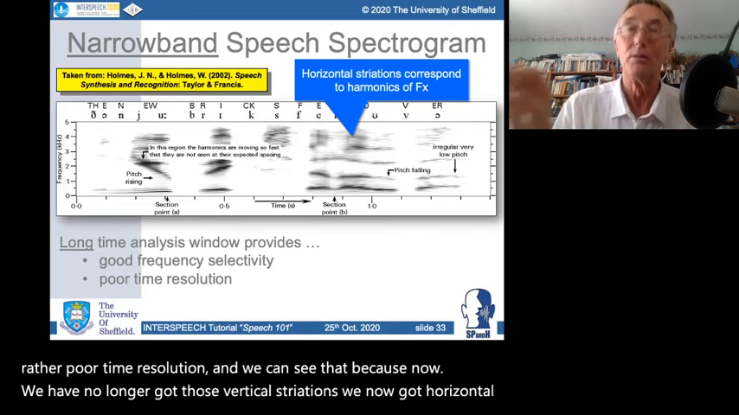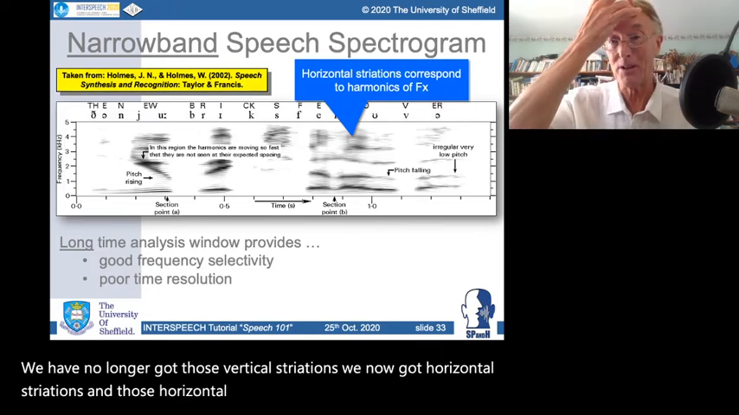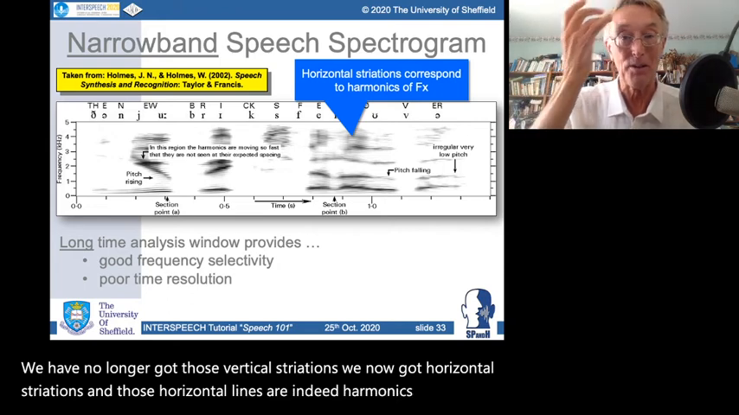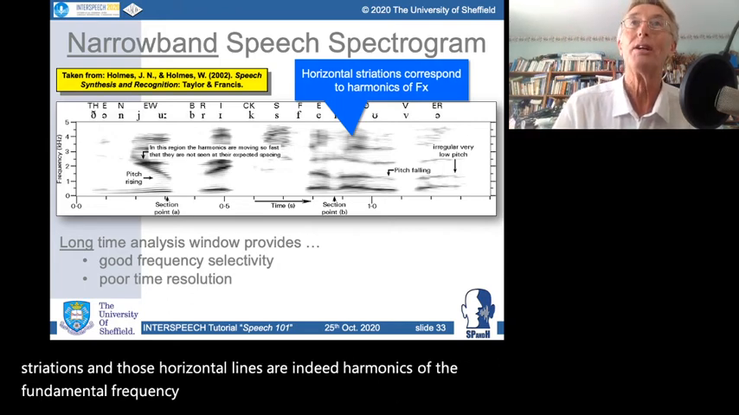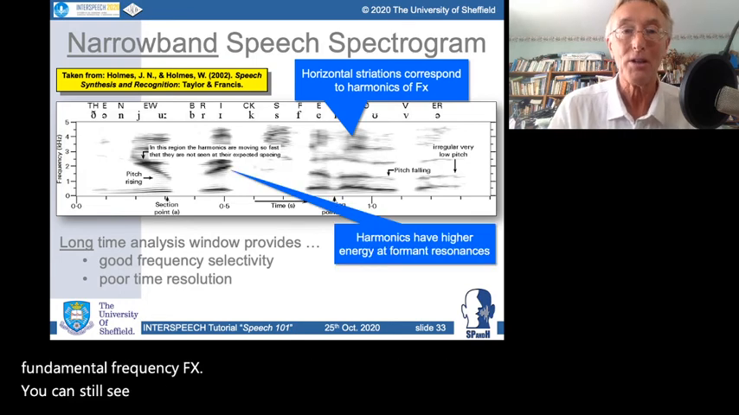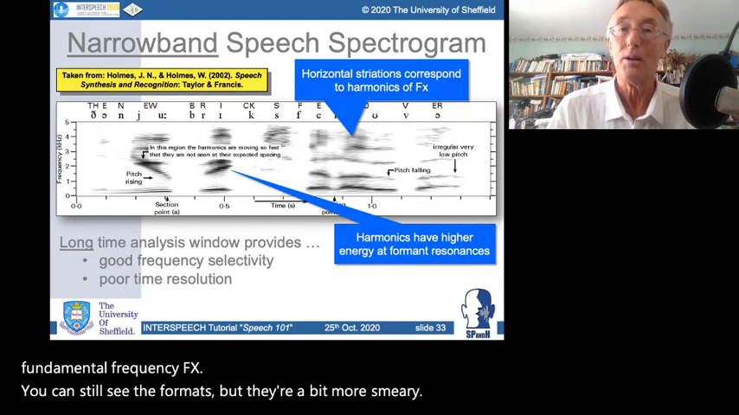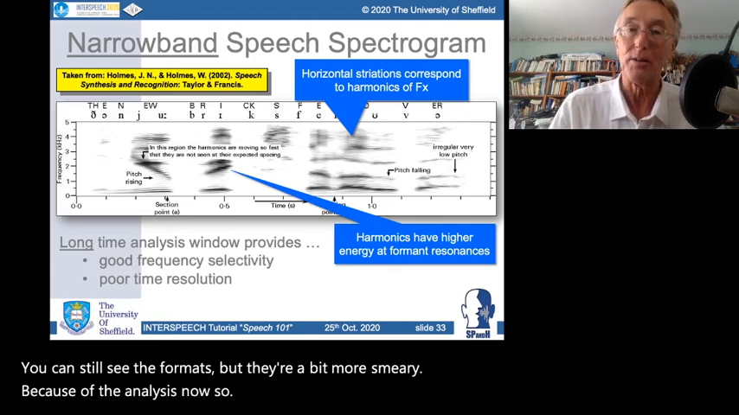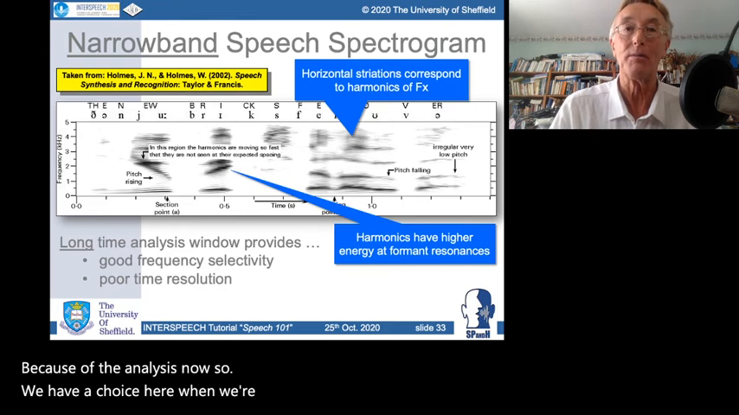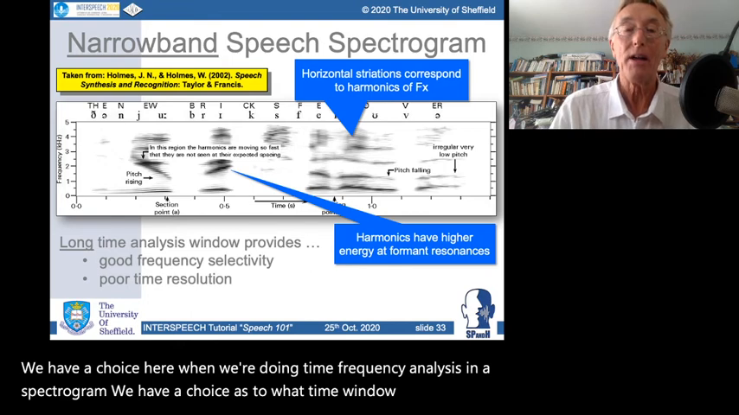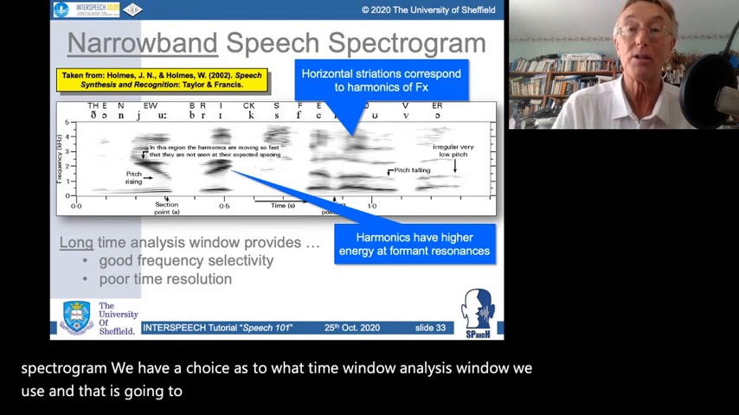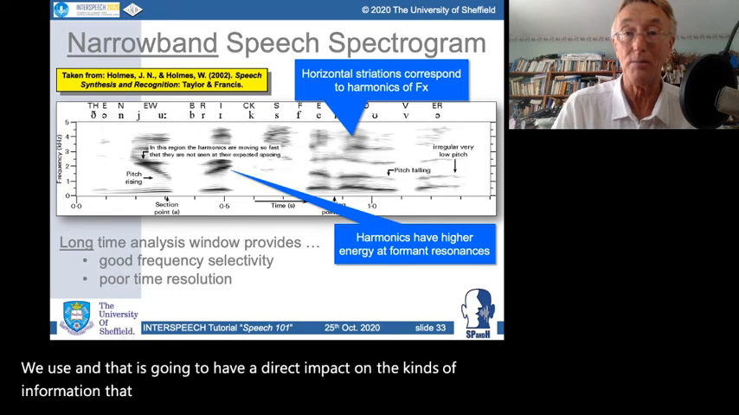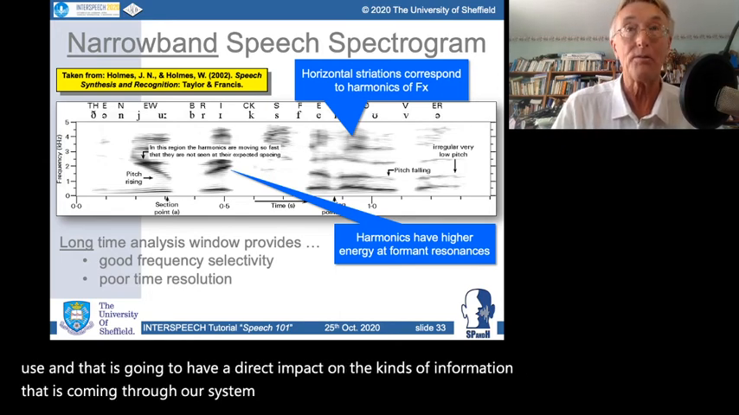And those horizontal lines are indeed harmonics of the fundamental frequency F0. You can still see the formants, but they're a bit more smeary because of the analysis now. So we have a choice here. When we're doing time frequency analysis in a spectrogram, we have a choice as to what analysis window we use. And that is going to have a direct impact on the kinds of information that is coming through our system. And we may or may not want some of that information.